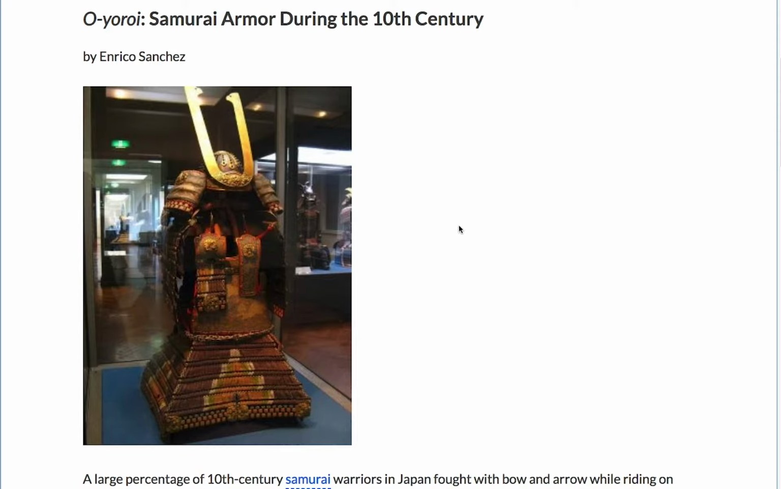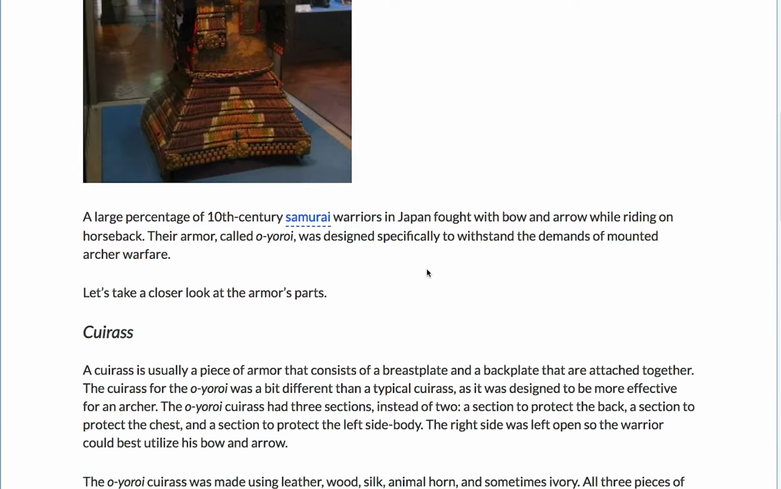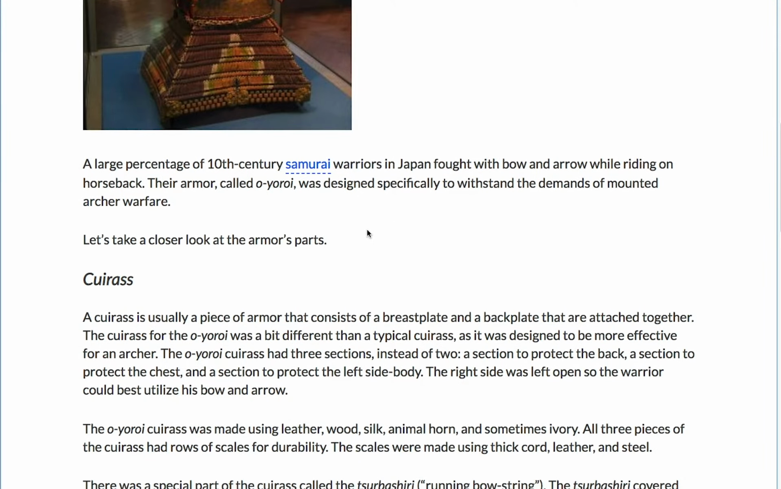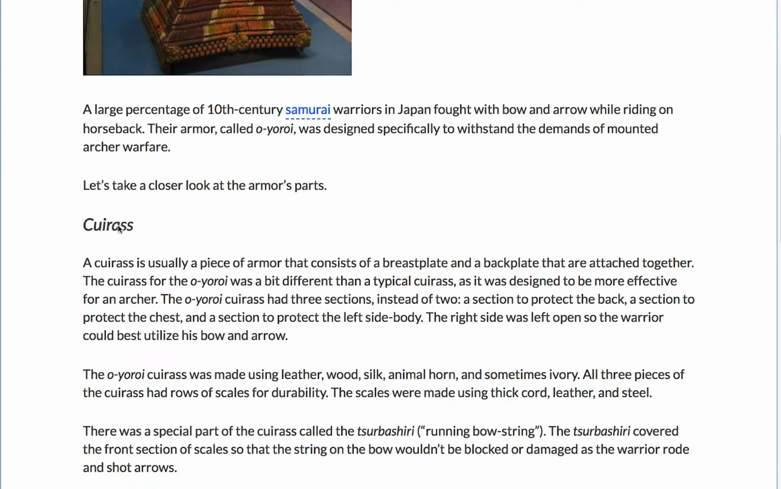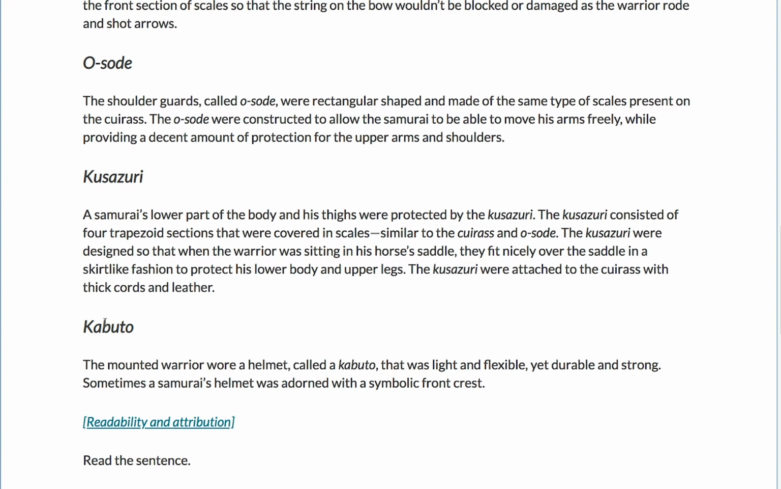Alright, so this whole passage is about the armor worn by mounted archer samurai of 10th century Japan, o-yoroi, and how it's constructed. So this is a piece of o-yoroi armor. This is the whole assemblage. And that's how the piece is divided, right? We've got these sections here for each component. The cuirass, the osore, or shoulder guards, the kusasuri, or armored skirt, and the kabuto, the helmet.